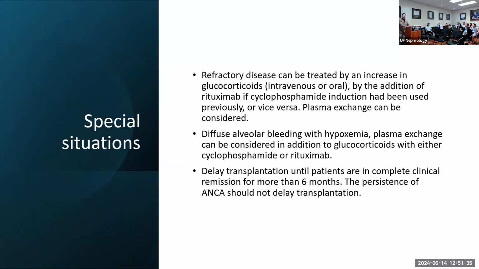There are special situations. If you have refractory disease, just do everything: increase glucocorticoid, add rituximab if you already used cyclophosphamide, and vice versa. For diffuse alveolar bleeding with hypoxia, alveolar bleeding alone is not the problem, it's annoying, but with hypoxia you can consider plasma exchange in addition to glucocorticoid, and then you can also do cyclophosphamide or just do everything.